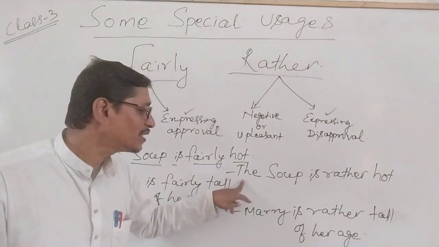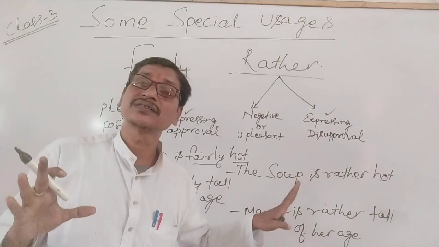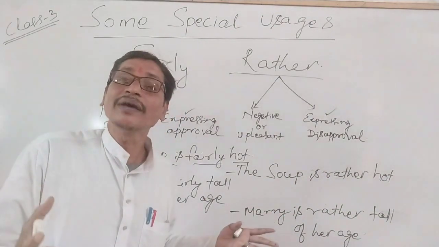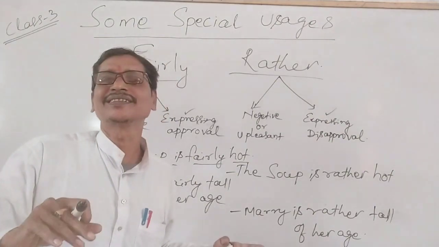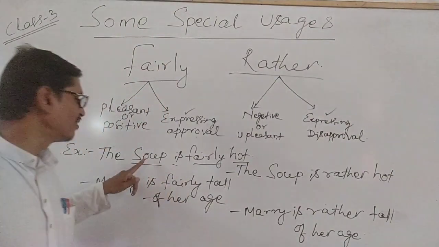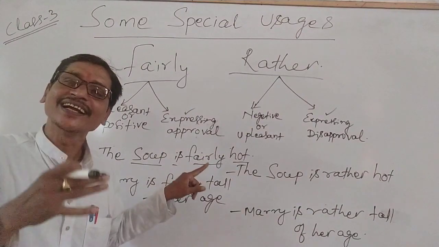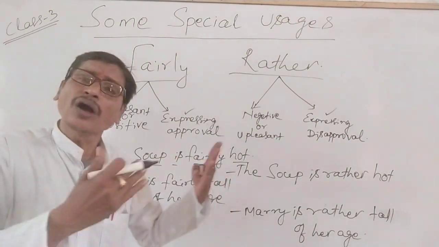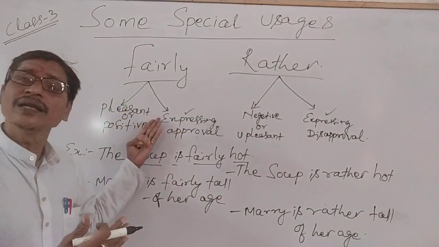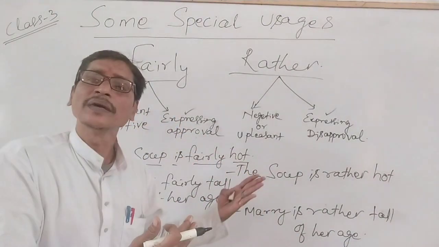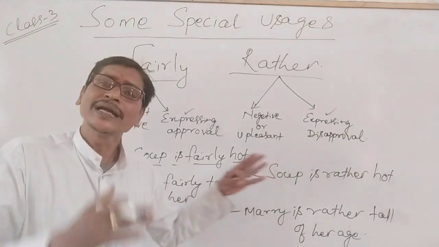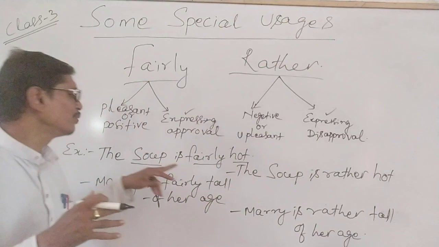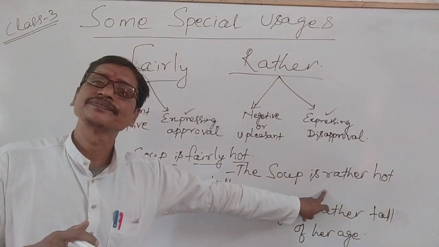So what have we used? "The soup is rather hot. I can't drink it because it is summer season." In summer, drinking hot soup is not tasty, whereas in winter, drinking hot soup is very tasty. So we approved hot soup in winter, and we disapproved hot soup in the summer season. Therefore, it is our approval that helps us in using "fairly" and "rather."